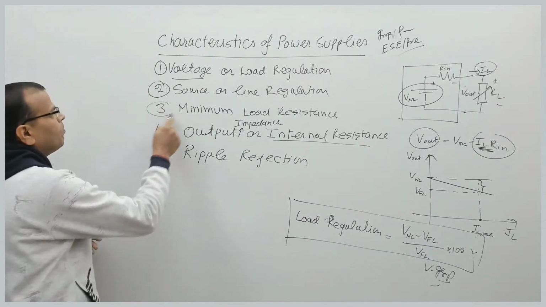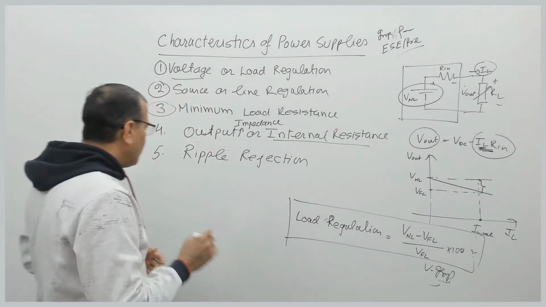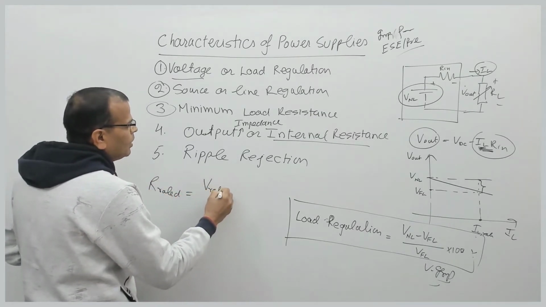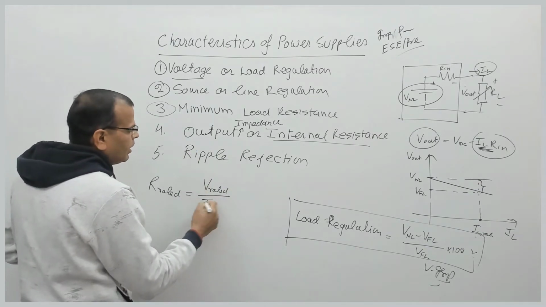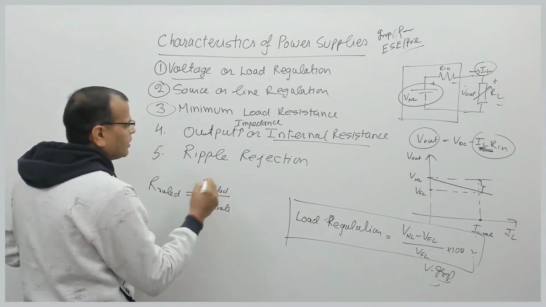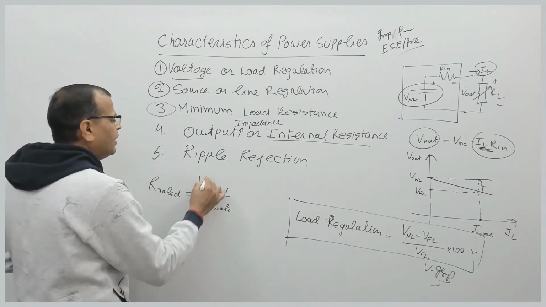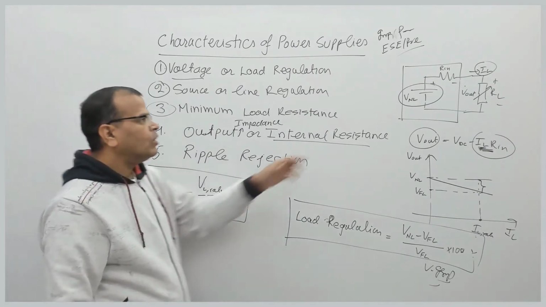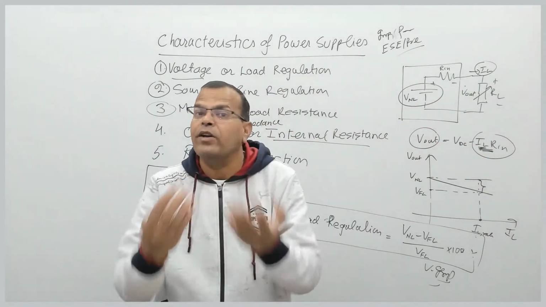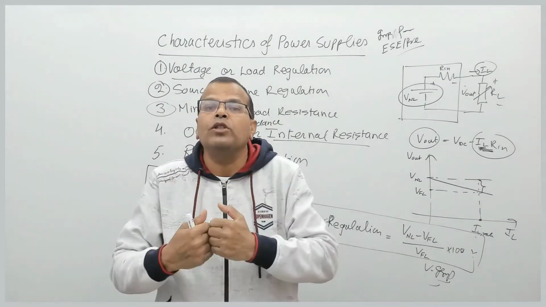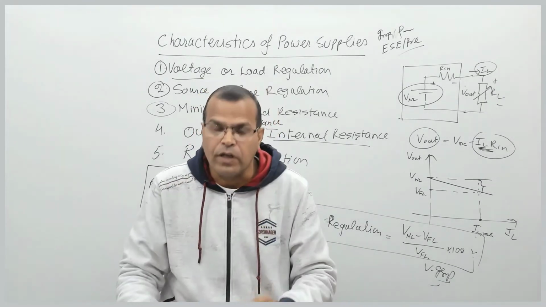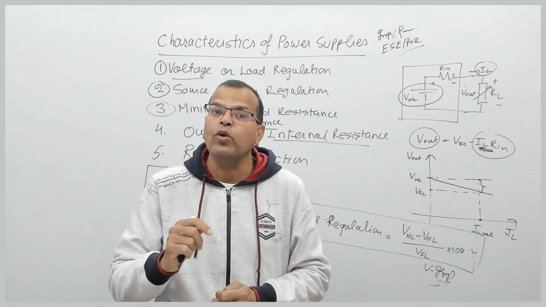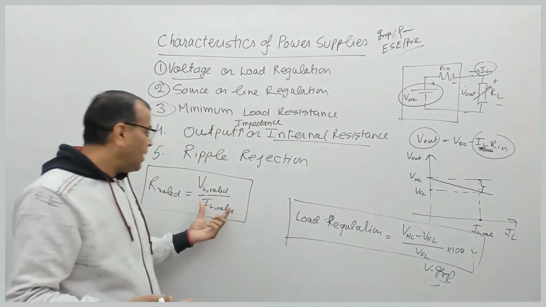Then let us talk about minimum load resistance. Minimum load resistance is nothing but rated load resistance, which is equal to the rated load voltage divided by rated load current. Remember, current through a load cannot be more than the rated value, because if current passes through a load more than the rated value of the current, that may damage the load. So the rated load current is the maximum load current. So this is the maximum possible value.